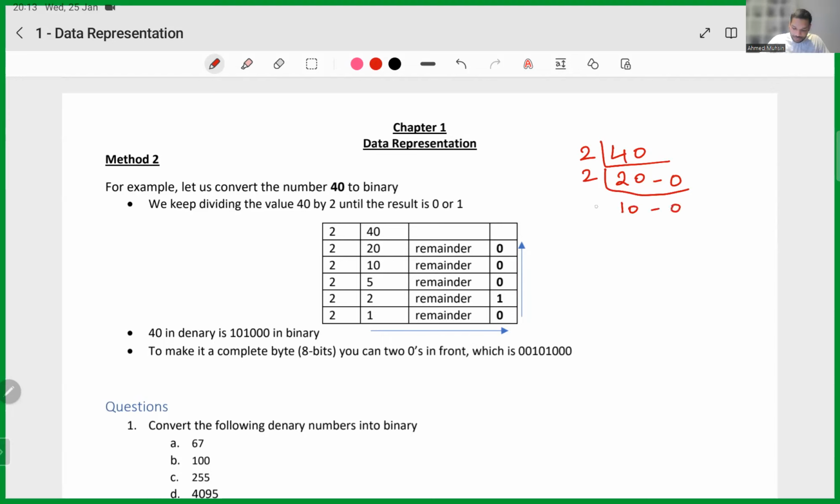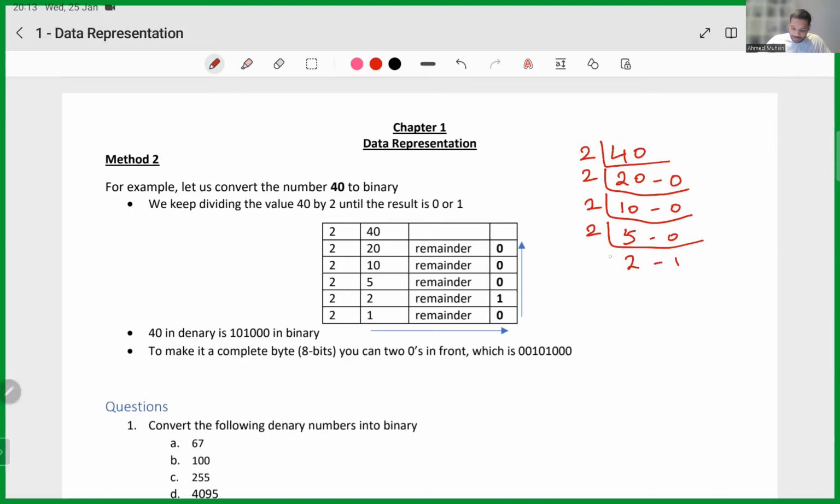Then let's take 10 divided by 2. How much will we have? We have 5 2's in 10. Again, remainder is 0. Now let's divide 5 by 2, and you would tell, yes, there are 2 2's in 5. There is one remainder as well, because 2 times 2 is 4, and we need 5. So there is one remainder.